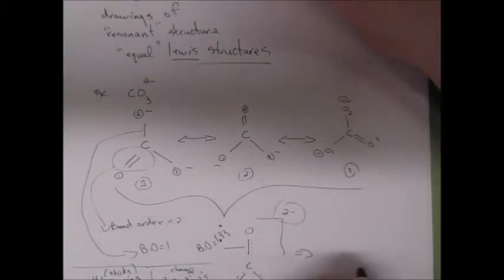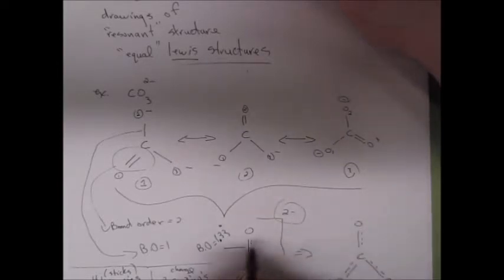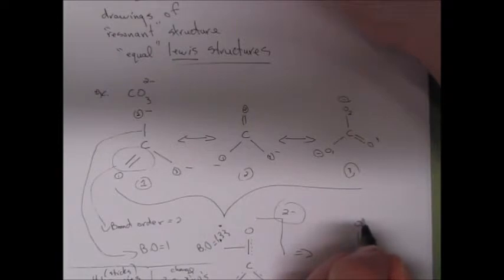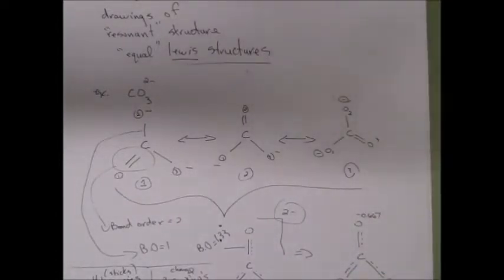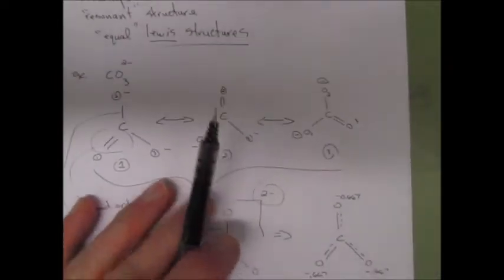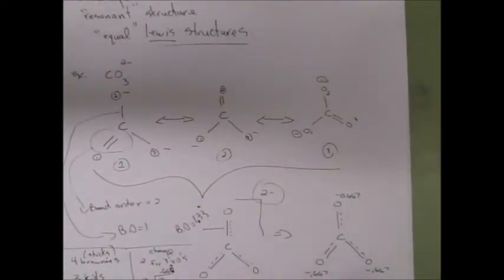So another way of drawing it, to make the full-blown resonant hybrid, each oxygen gets the 2 charge split three ways. So it gets a negative 0.667, negative 0.667, and a negative 0.667. And this is very real. The electron density, quantum mechanically, calculates out to be very real and looking a lot just like this.